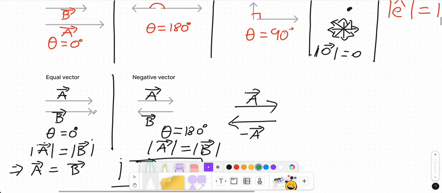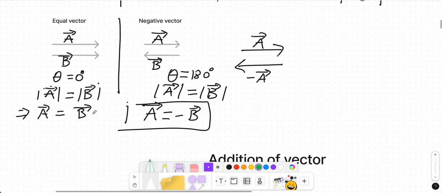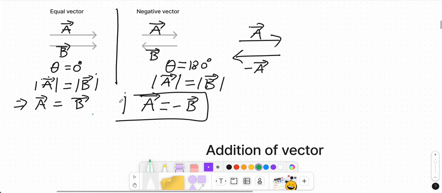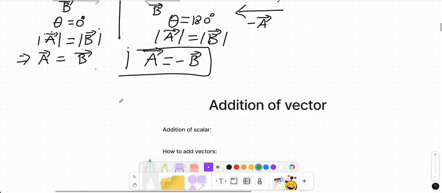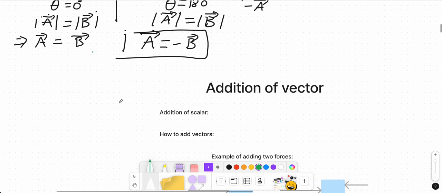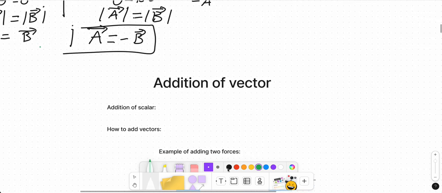Okay, so now we will go to addition of vectors. How to add scalar? If I take 5 kg plus 3 kg and I ask what is the answer, you will say, sir, 8 kg. Yeah, you are correct. That's how we add scalar. But how to add vector?